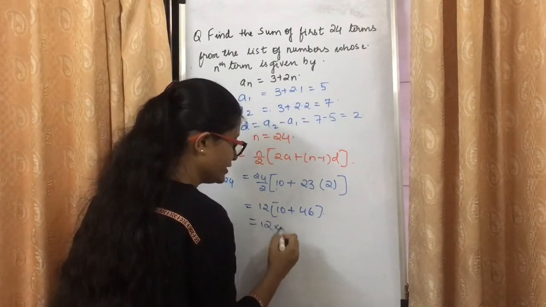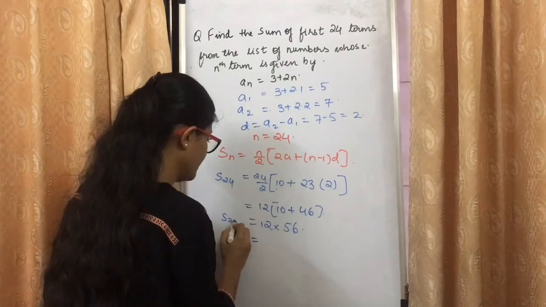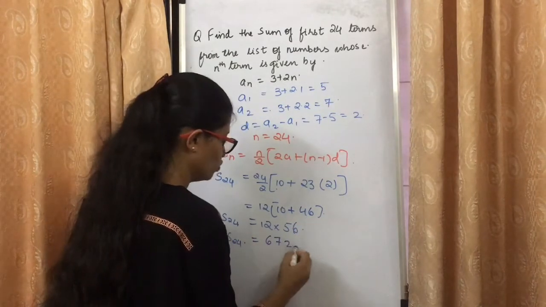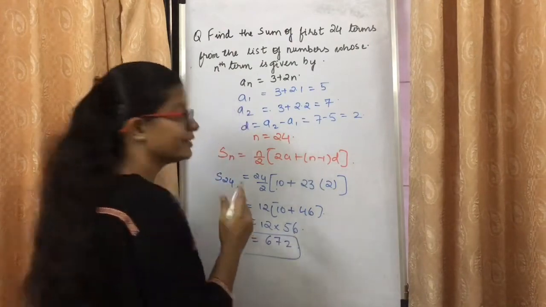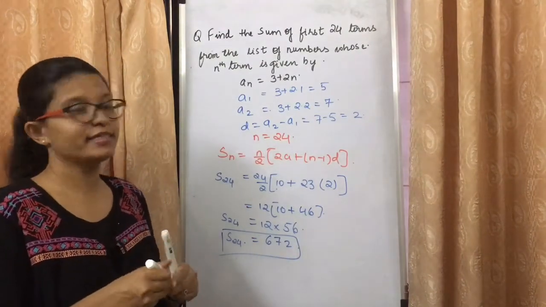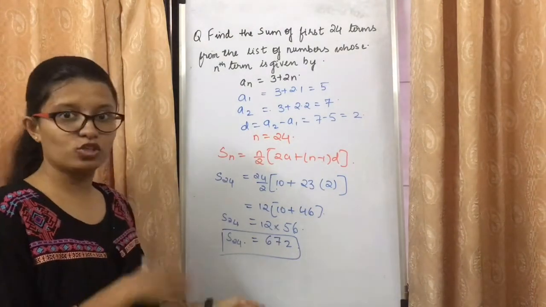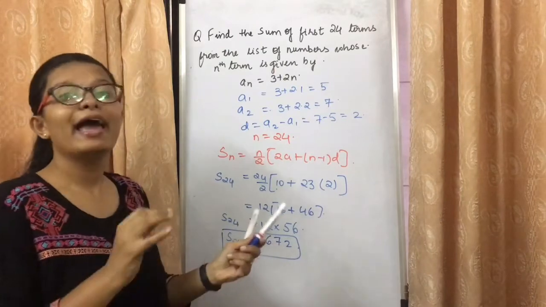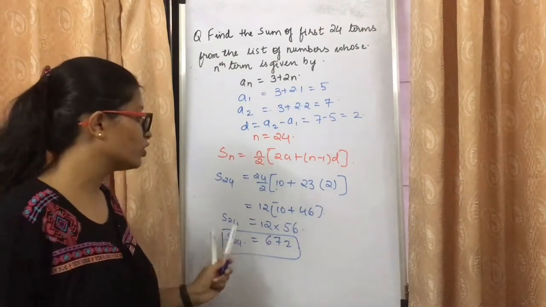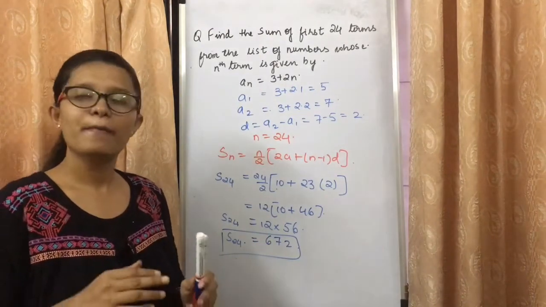12 into 46 plus 10 will give you 56. So the value for S24 comes out to be 672. So you get the sum of first 24 terms of the given series to be 672. It was an elaborated form from the previous question. Previous question में हमने SN टर्म की डेफिनेशन निकाली थी, जनरल टर्म निकाली थी SN की. अगर उसमें कोई सी भी टर्म सब्स्टिट्यूट करते तो उधर तक का सम हमको मिल जाता.